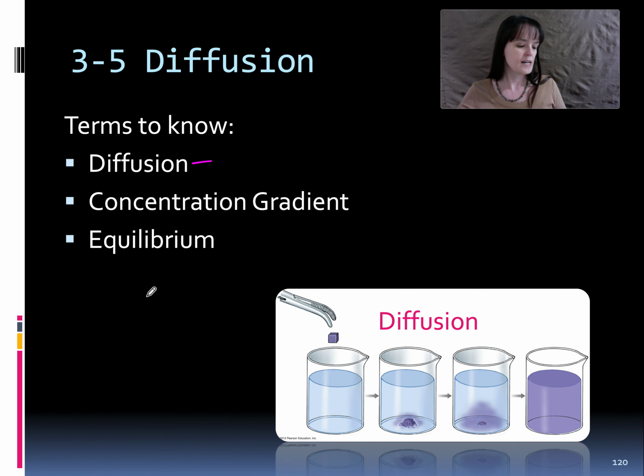So diffusion is movement of a substance from an area of high concentration to an area of low concentration. Concentration gradient is a difference between the area of high concentration and low concentration.